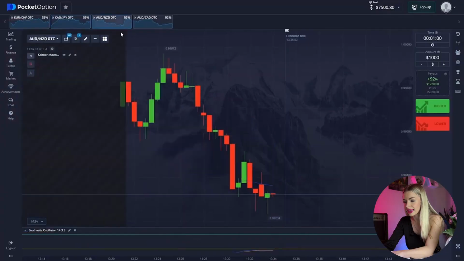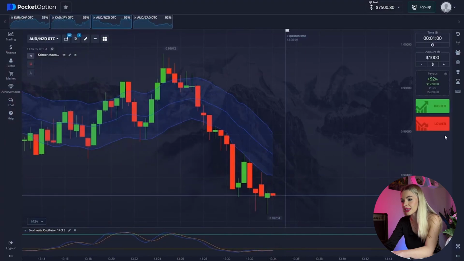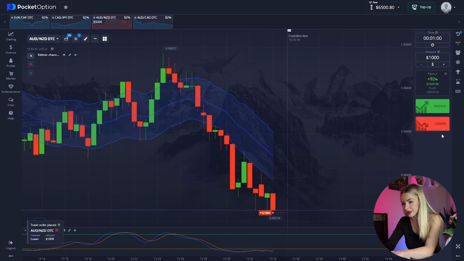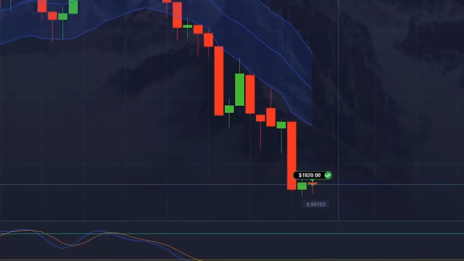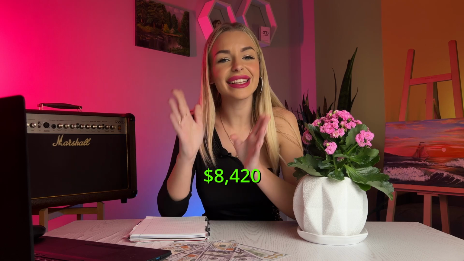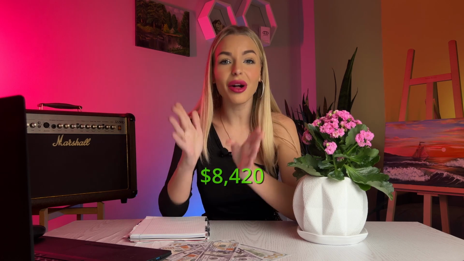Aussie and New Zealand, those picky bears just keep pulling this pair down from the Keltner lines. It's pretty clear the price isn't looking to rise, but rather it's going downward, so we play accordingly. Lower. What a stellar close to the deal! We are now sitting pretty at $8,420.